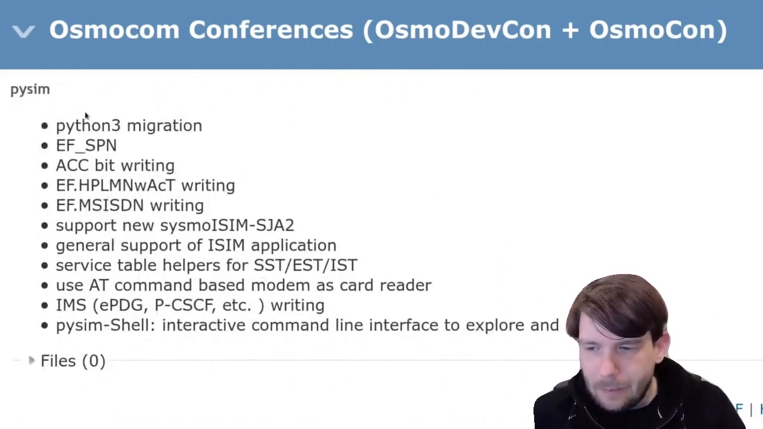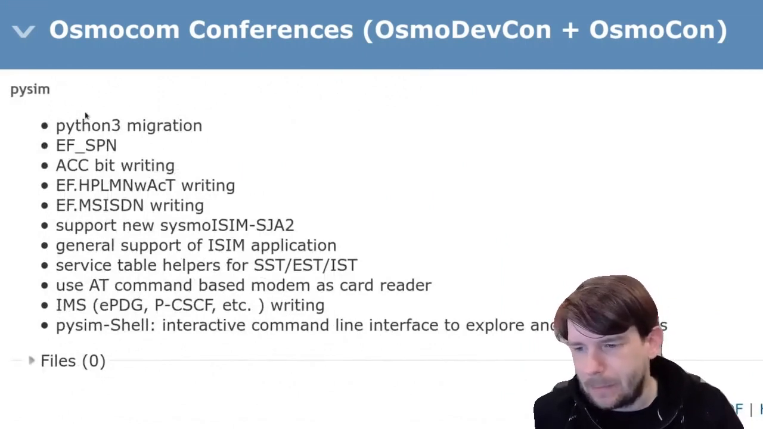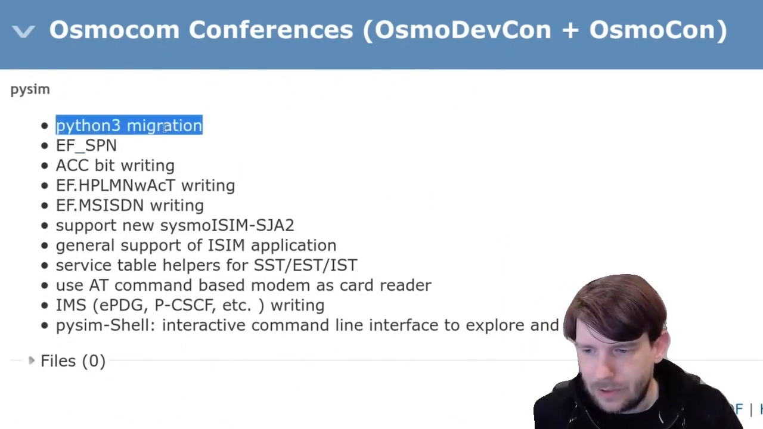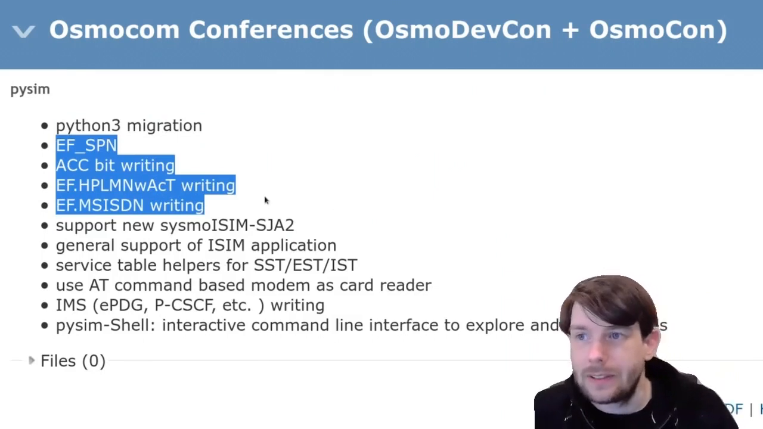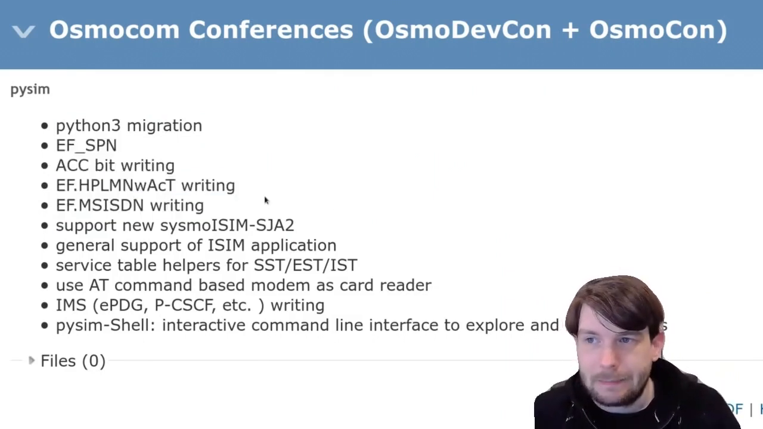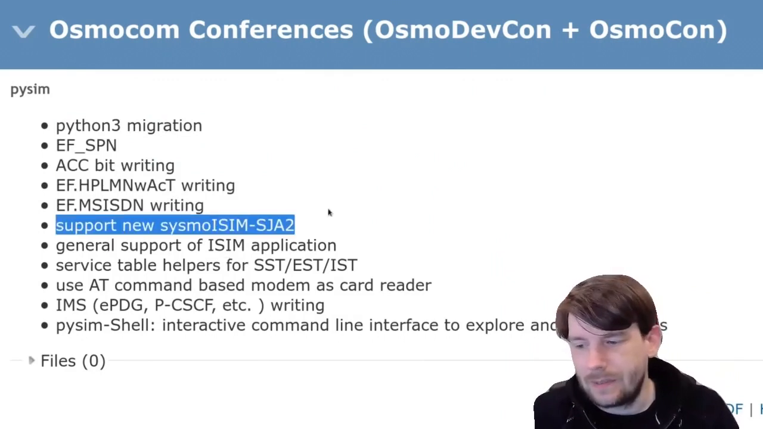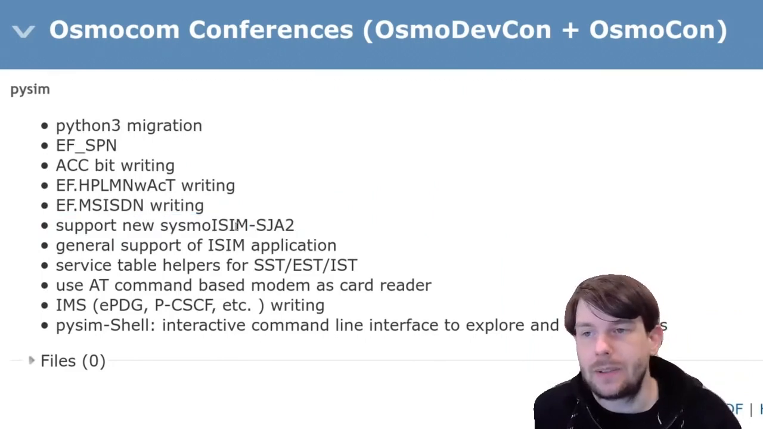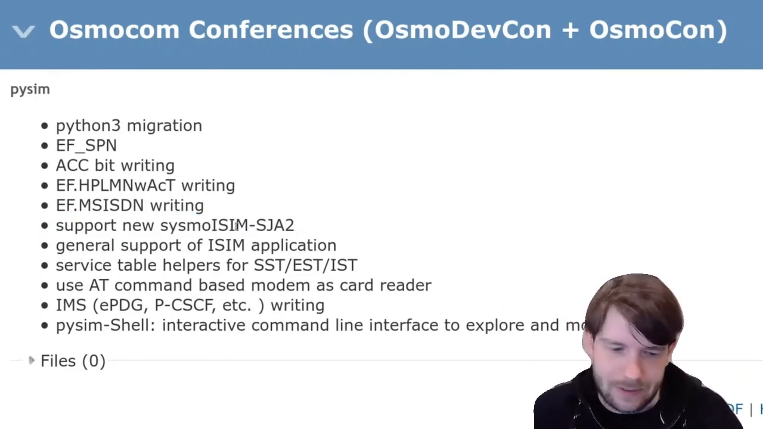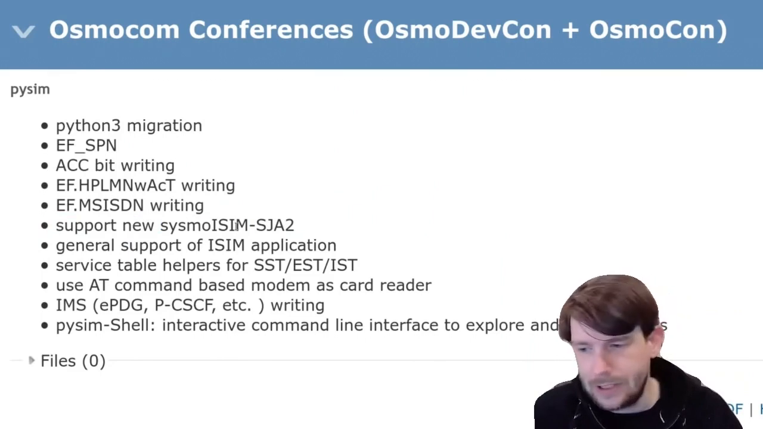Finally, PySim. Well, we had Python 3 migration, support for lots of additional files. These are just some examples of the files that can now be written on the SIM card. We support the new Sysmo iSIM SJA2, since the previous card model was end of life. That's the current SIM card model that Sysmocom is selling. That means it's an iSIM, so it has an IMS application in addition to the USIM application. IMS is required for VoLTE or voice over 5G.